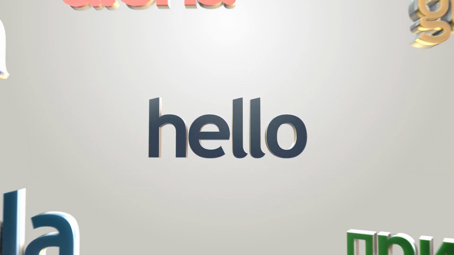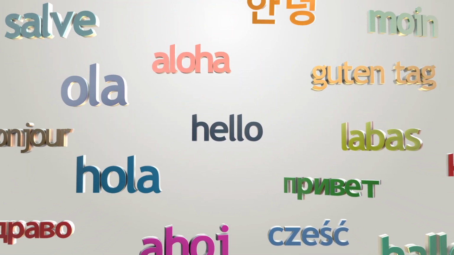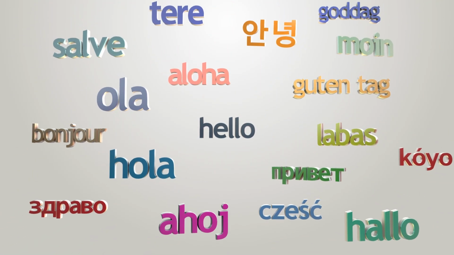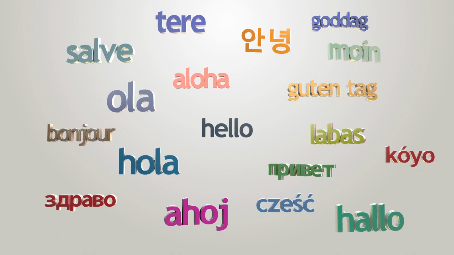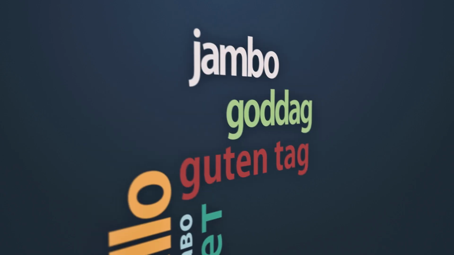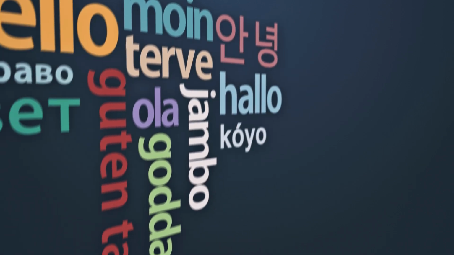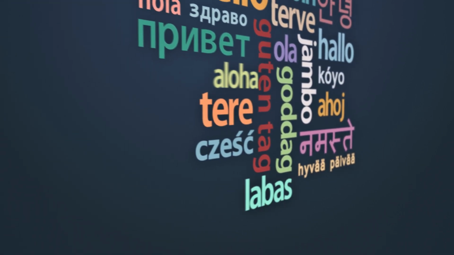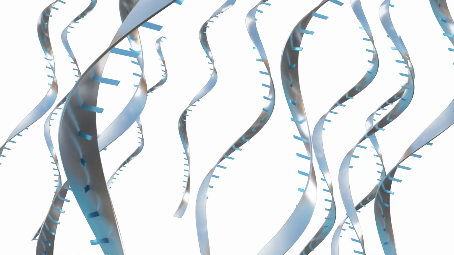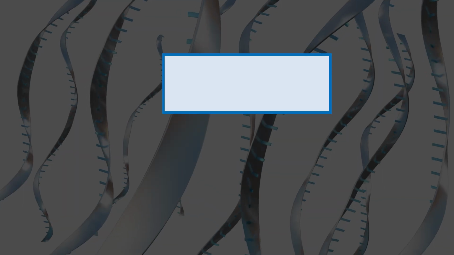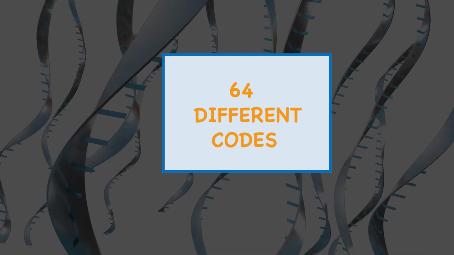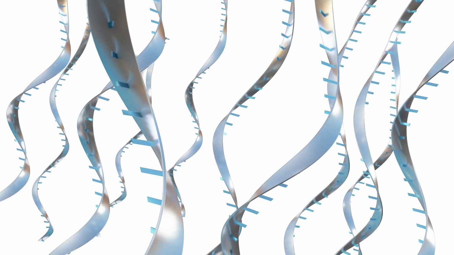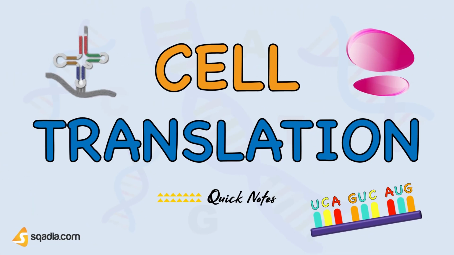It is said that an average human can speak up to 4 different languages in their lifetime. This means you can be a translator of 4 types of different code wordings. But the RNA in your body takes the lead. It can create and translate up to 64 different codes. So today, we will discuss how this translation occurs within our cells.